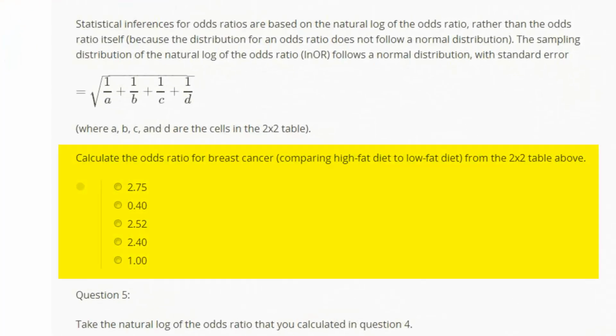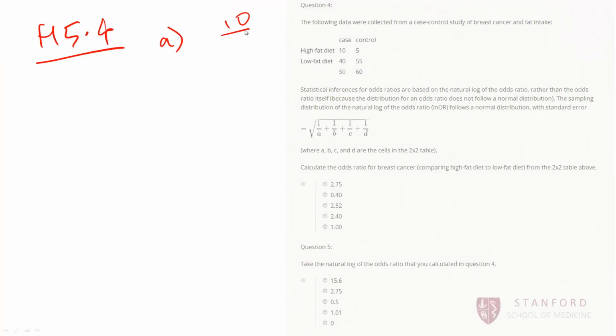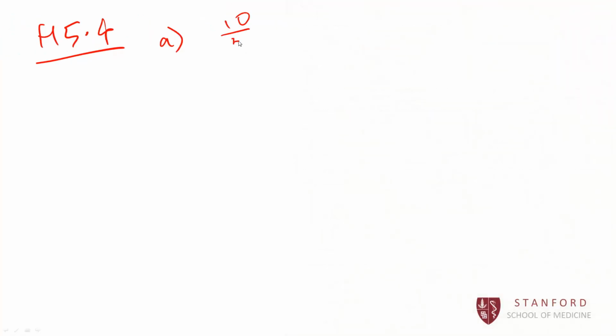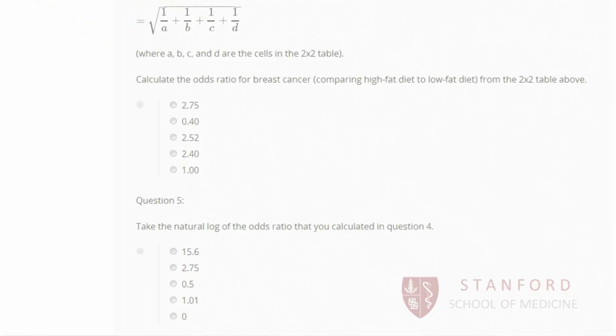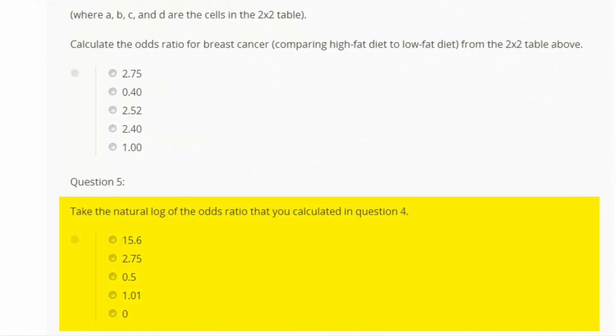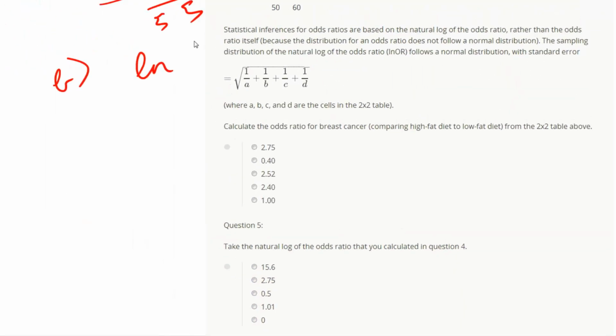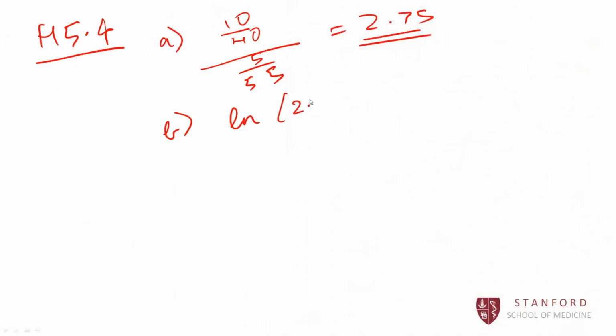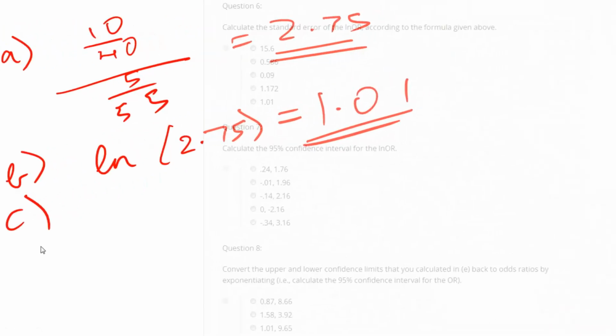Let's use the formula that we have for the odds ratio to calculate it using the values that we have in the 2x2 table. This comes out to be 10 by 40 divided by 5 by 55, which is an odds ratio of 2.75. B wants us to take the natural log of the odds ratio that we found, which is 2.75, which is 1.01.